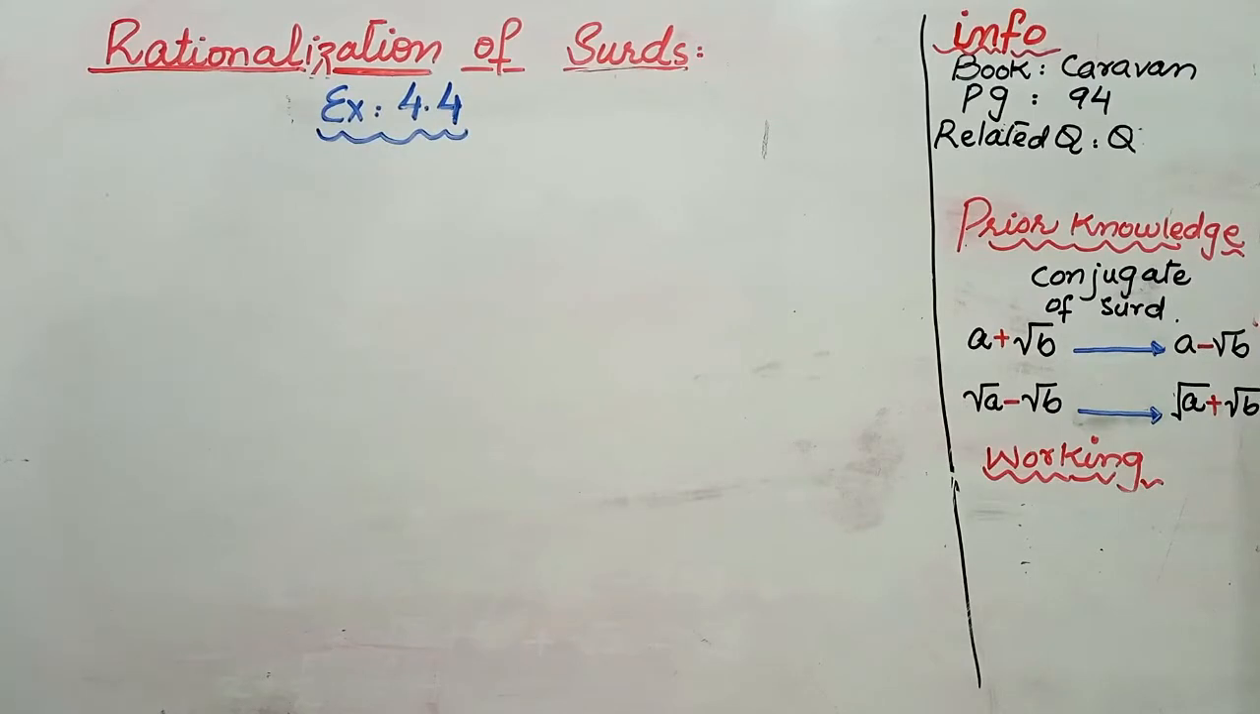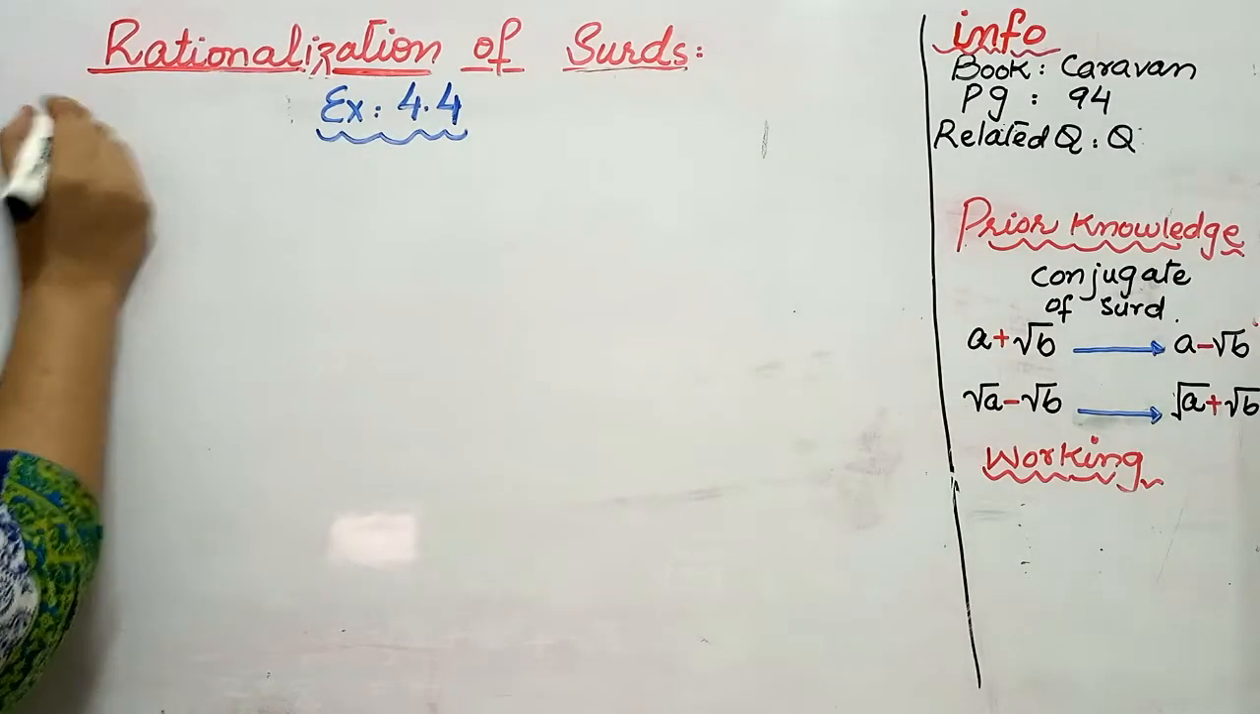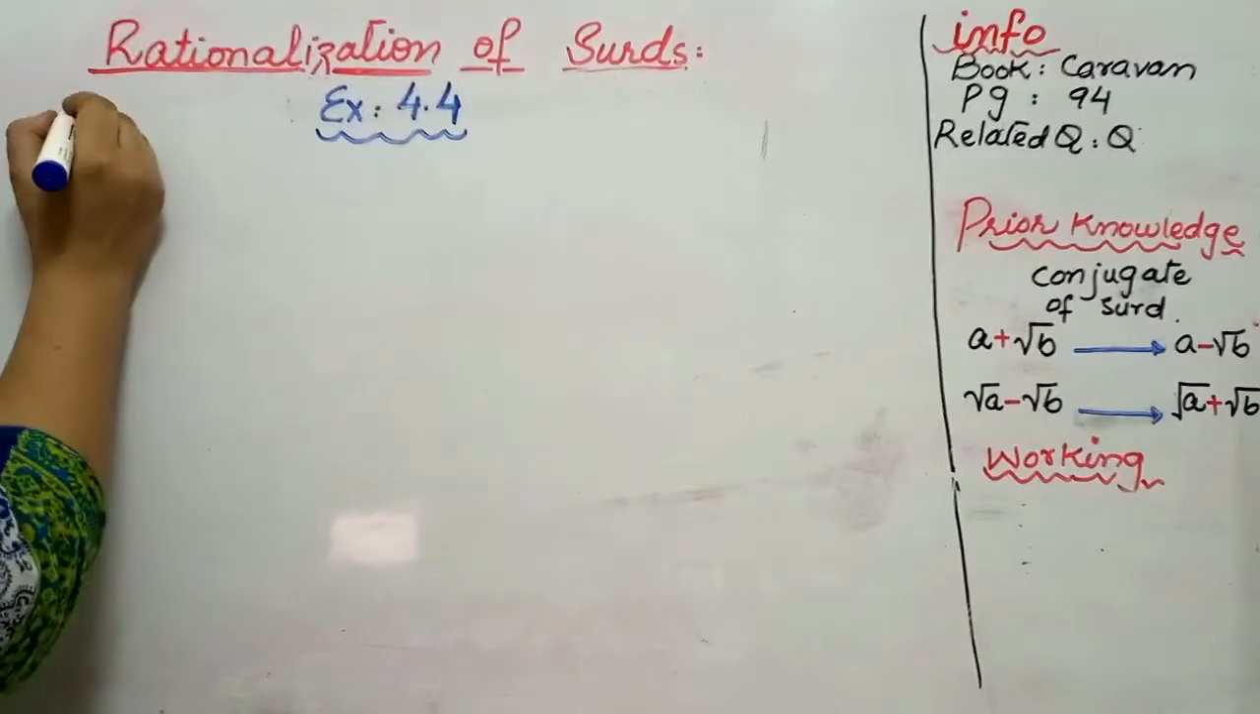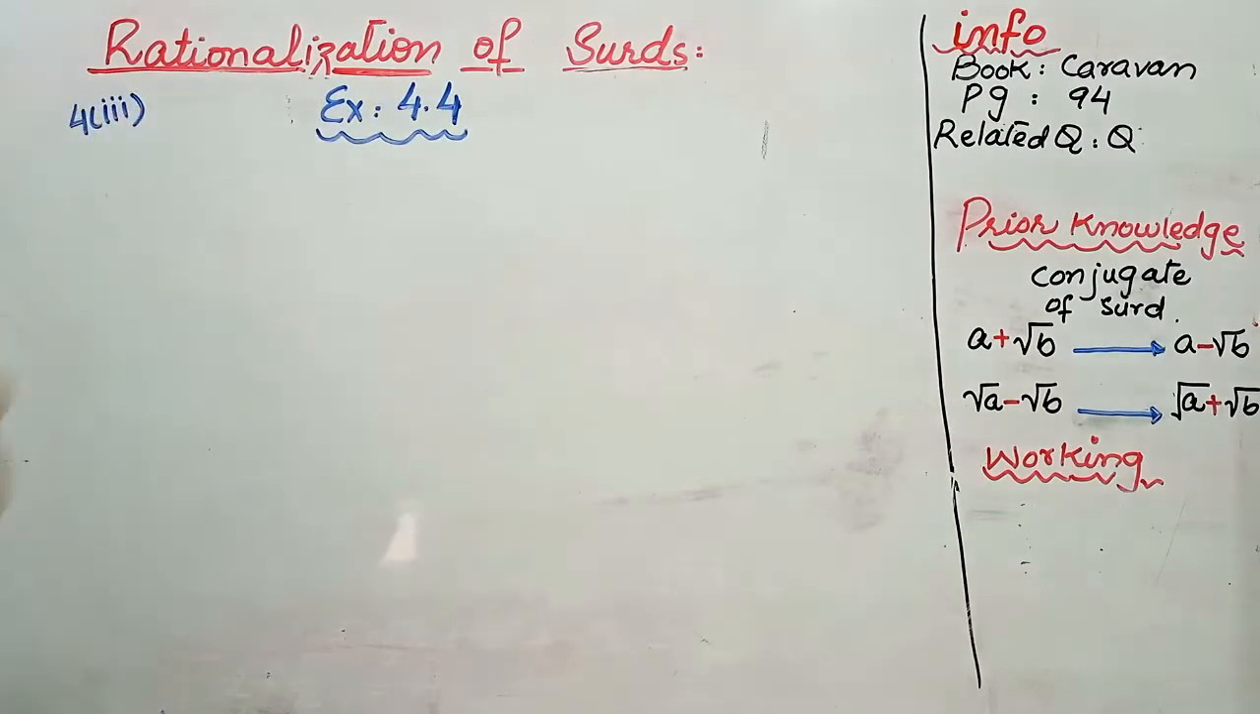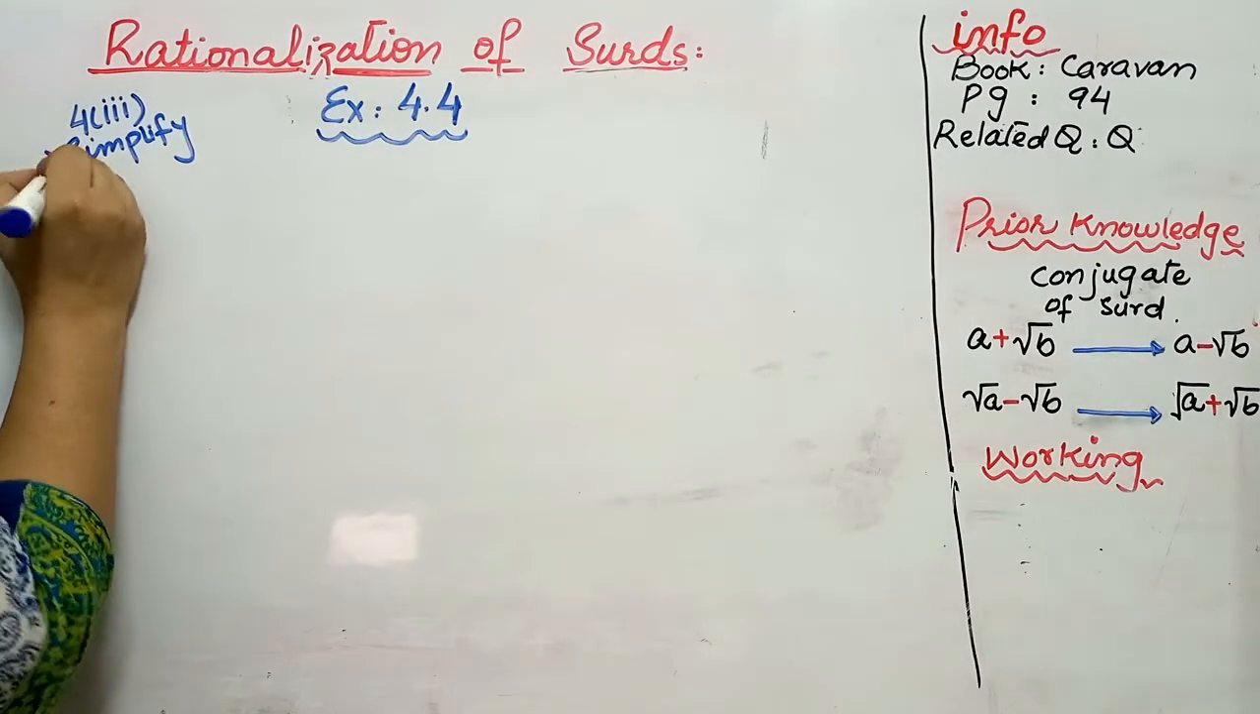Students, in our previous lecture we have discussed question number 1, 2 and 3 of exercise 4.4. That was related to rationalizing the denominator, finding the conjugate. Now we have to do question number 4 today, and its third part. Simplify.